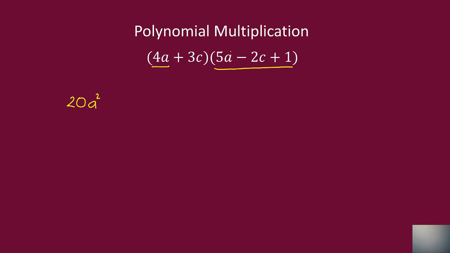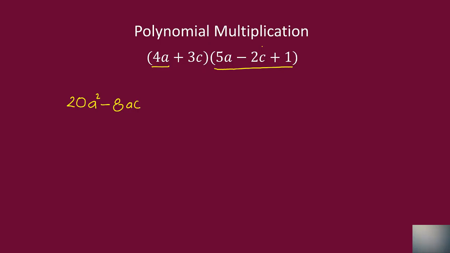Now we need to multiply 4a times the second term, negative 2c. First we multiply the signs. Positive times negative, negative. 4 times 2, 8. A times c, ac. Notice that in this case, we don't have the same base. That's why we don't add the exponents, because we can't add them if they don't have the same base. So when they're different, like in this case, a and c, we just write them together, showing that they're being multiplied.